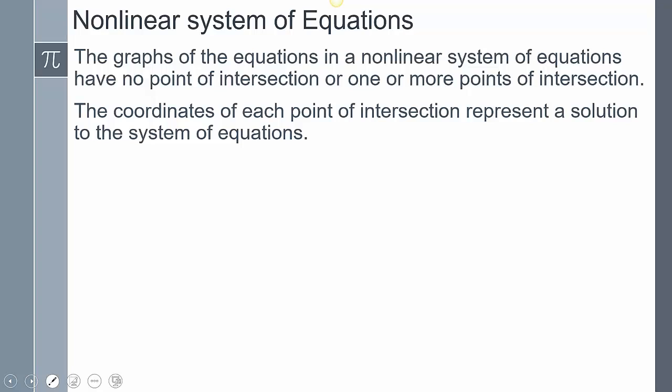Now, the coordinates of each point of intersection are going to be represented as a solution to the system of equations. And we're going to see imaginary numbers when they're nonlinear. When they are imaginary numbers, that means they're solutions to the equations, but they're not going to represent a point of intersection. So let's look at a few problems.